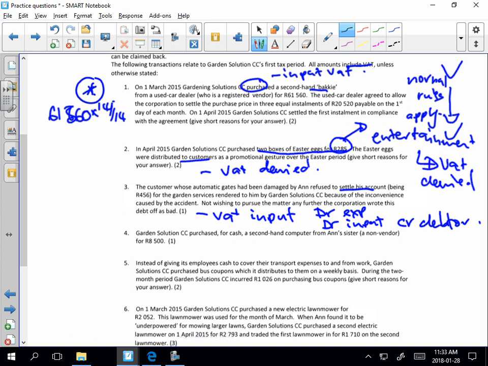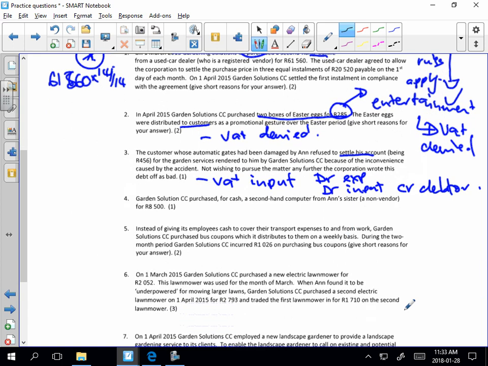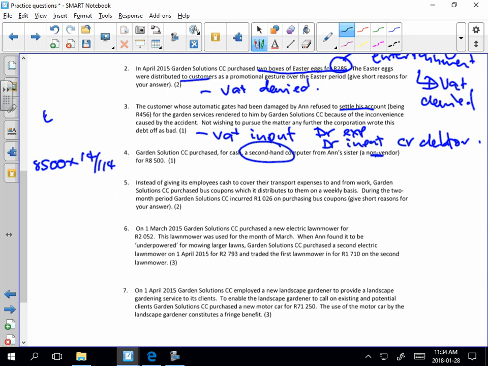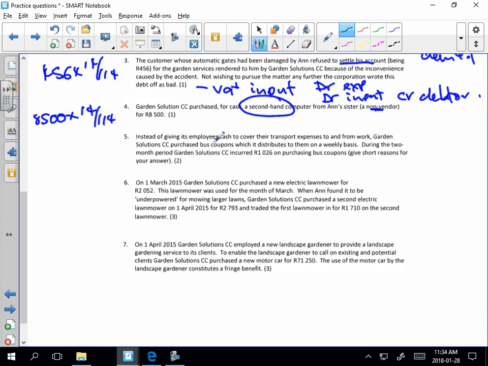Garden Solution purchased for cash a second-hand computer. Is everyone comfortable this was a second-hand computer? Purchased from a non-vendor. So therefore, your second-hand rules apply. Timing upon payment, value, the lower of cost or market value, times 14 over 114. Okay, guys, that was 456 times 14 over 114. Instead of giving its employees cash to cover their transport expenses, they purchased coupons, right? During the two-month period, 4,026. So they gave them coupons for the month.